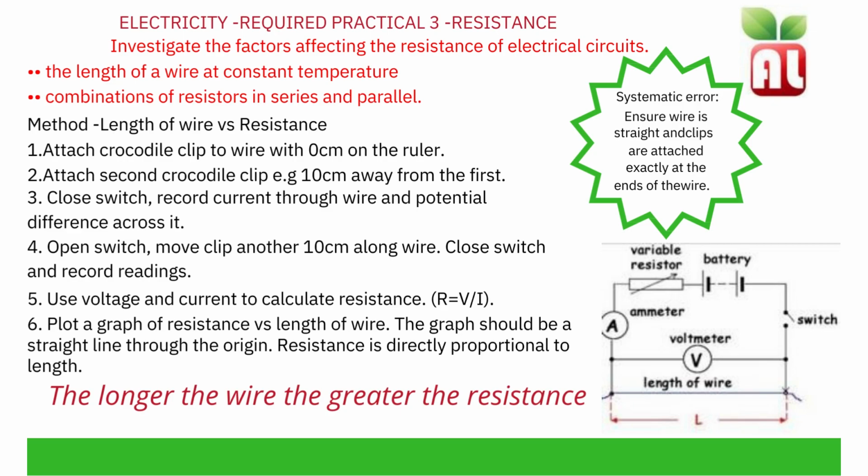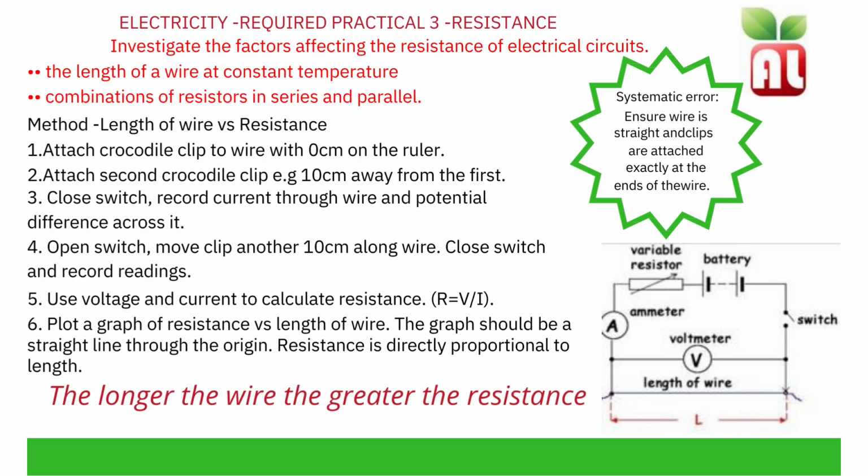Resistance. Required practical. Investigate the factors affecting the resistance of electrical circuits. These factors could be the length of a wire at constant temperature, or the combination of resistors in series and parallel. The method to investigate the length of wire and how it affects resistance is as follows. Attach a crocodile clip to a wire with 0 centimeters on the ruler. Attach a second crocodile clip, for example 10 centimeters away from the first.